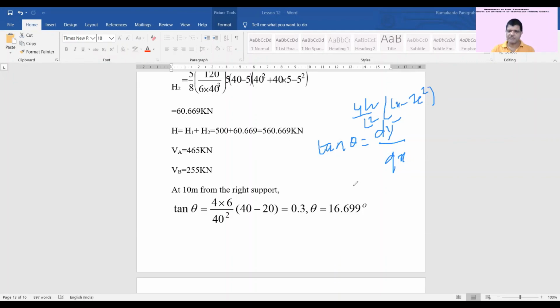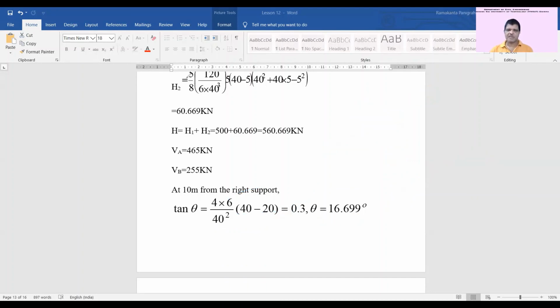What you will find is 4h by L square into L minus 2x. At x equal to 10, you put 10 into 2, that is 20, and L is 40. 4h is equal to 6, over 40 square, so it will come to 0.3, and theta is equal to 16.99 degrees. So this theta is required to calculate the radial shear and the normal thrust.